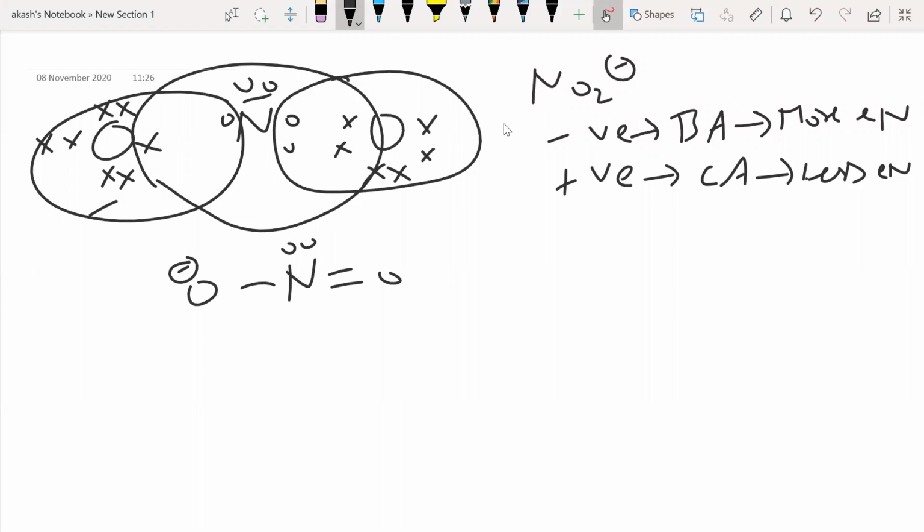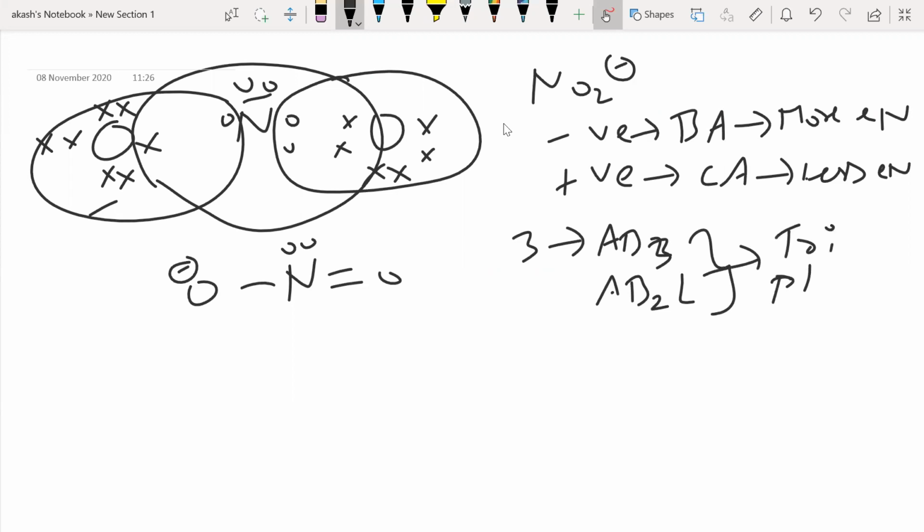Remember, let me put it this way. For a particular steric number, for a particular hybridization, the geometry is constant. For example, if you have steric number 3, you can have 2 possibilities. Just now I told you AB3 and AB2L. Both of them have the geometry trigonal planar. The geometries are going to be the same for both of them, but the shape, I told you, will be different when I have a lone pair.